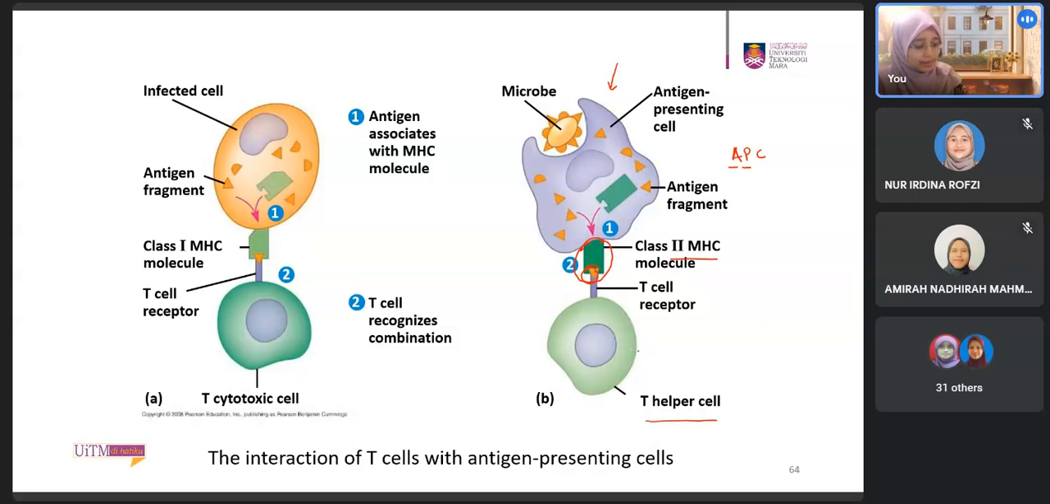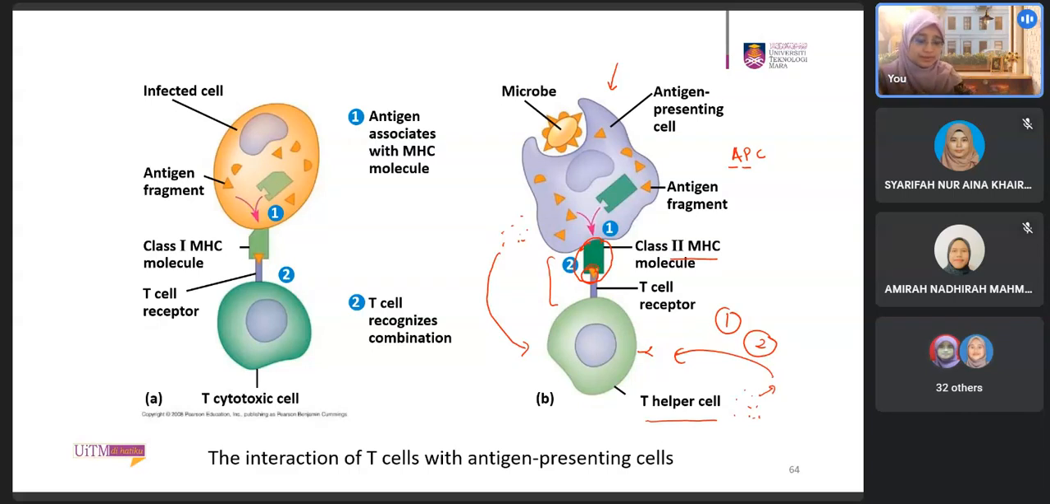The helper T cell will have a receptor on its cell surface, and the receptor will match with the antigen presented by the APC, and you have this interaction. This interaction between the APC and the helper T cell will trigger cytokines to be released by the APC. This cytokine will activate the helper T cell. Once the helper T cell is activated, it will secrete its own cytokines, and the function of these cytokines is, one, to activate itself, and second, once activated, to produce more cells.